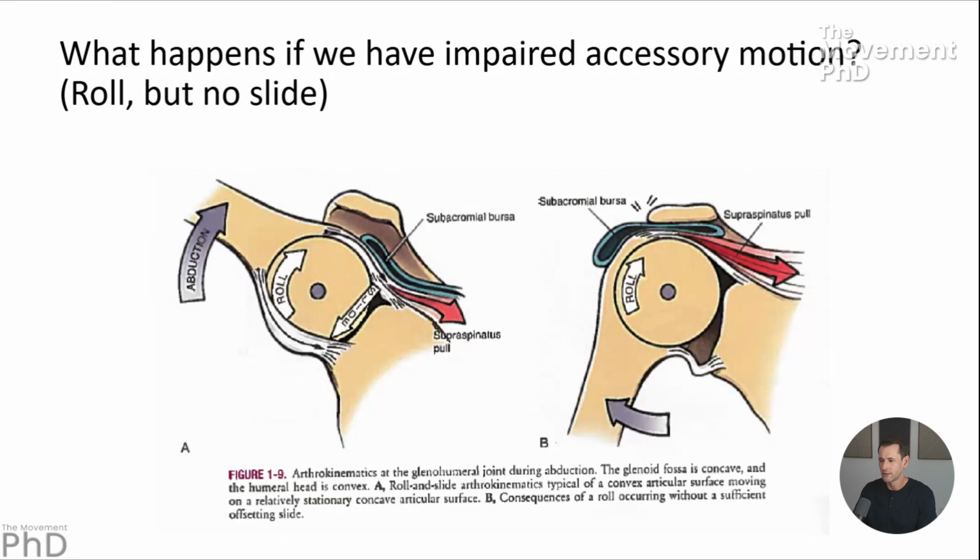So what happens? We keep rolling superior, and without that slide, that humeral head just rolls right into that subacromial space, and it impinges upon that subacromial bursa. So shoulder impingement, if any of you out there have had shoulder problems, you had a diagnosis of impingement or rotator cuff impingement, it's most likely because your humerus wasn't getting that inferior slide that it needs.